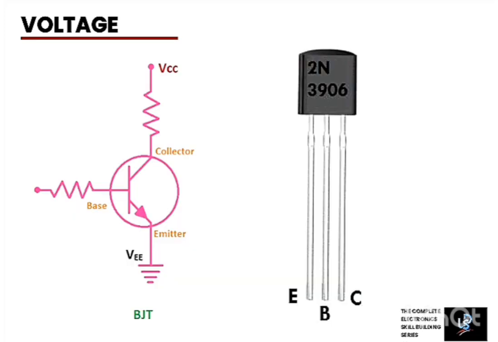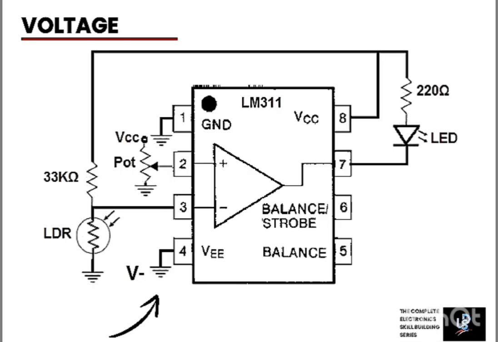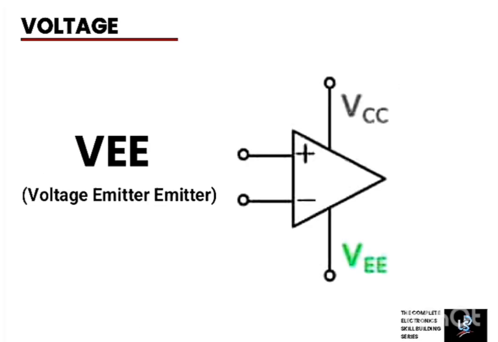VEE is used in bipolar junction transistor circuits, and it's also essential in both analog and digital circuits. VEE stands for negative supply voltage and can be used interchangeably with V minus as shown here. VEE is an abbreviation for voltage emitter, and it is used as the reference point to VCC.